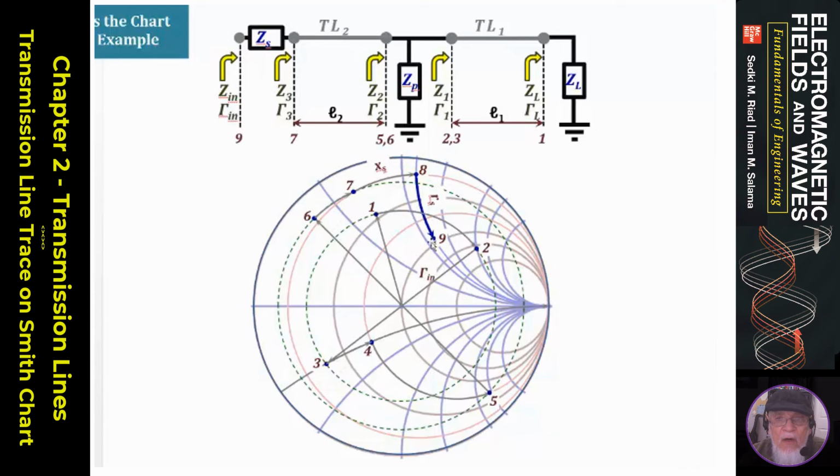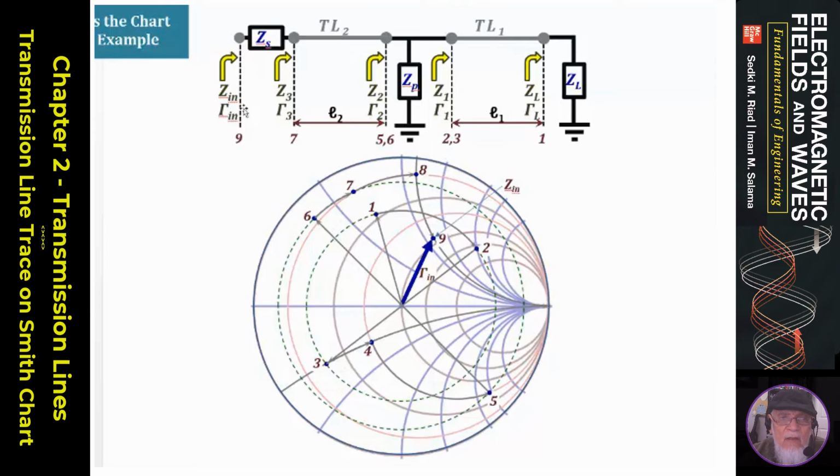So all I need to do now is connect the line between 0.9 and the origin, and I have gamma input. Okay, here it goes. So this is gamma input, and this point here represents the impedance at this location here, and that would be the final answer for gamma n and Zn.